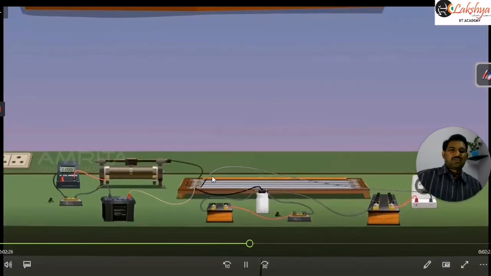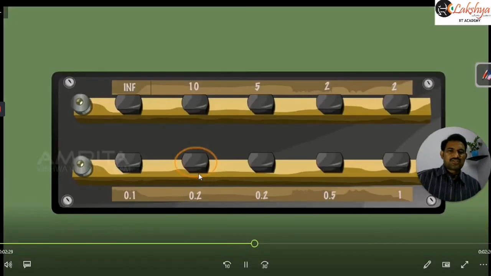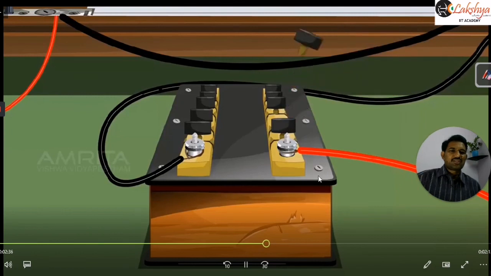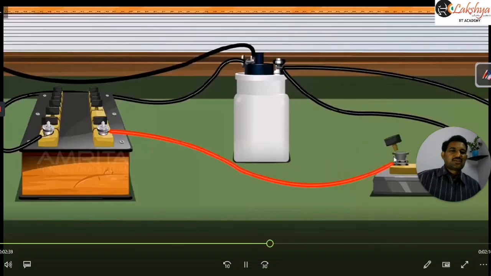Next we include some resistance here. For example, 0.2 ohms we are placing here. So that value we are removing, meaning we are including that resistance. Then this display key is closed here so that this resistance is included.